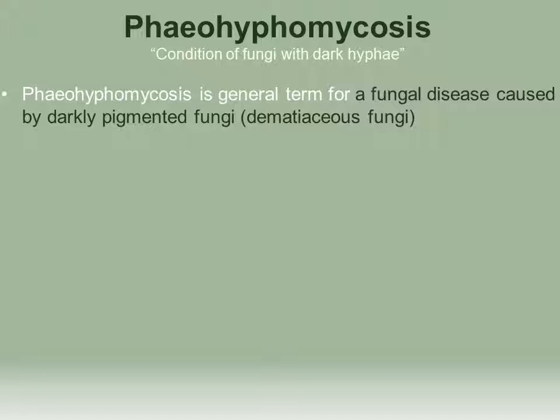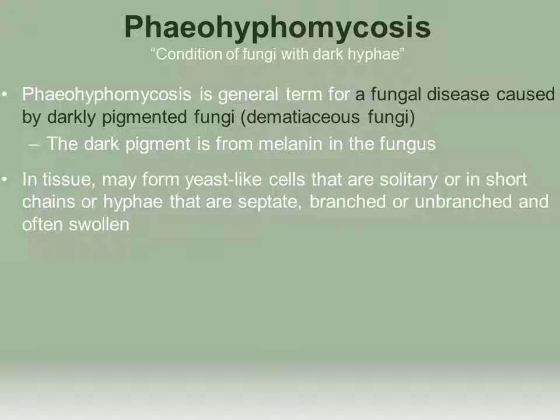Phaeohyphomycosis is a term that translates to condition of fungi with dark hyphae. It's another general term for a clinical manifestation caused by a darkly pigmented or dematiaceous fungus. The dark pigment comes from melanin that's in the fungus. In tissue, this organism may form yeast-like cells that are solitary, short chains, or hyphae that are septate, branched or unbranched, and swollen. Nothing very distinctive there for you to spend a lot of time trying to memorize. What is important here is that there are no sclerotic bodies and no granules.